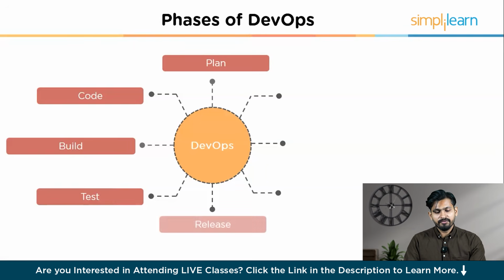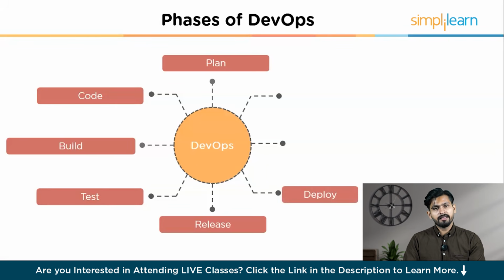Next one we have is release. So guys, the release phase involves activities related to deploying the software to production, ensuring that the software is released in a controlled manner. For example, Docker, which can package the application and its environment into a container that can be deployed consistently in any environment.